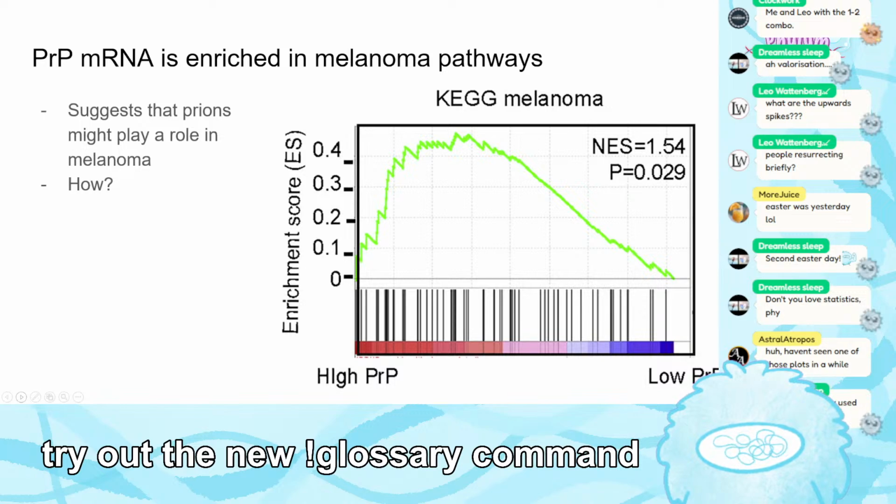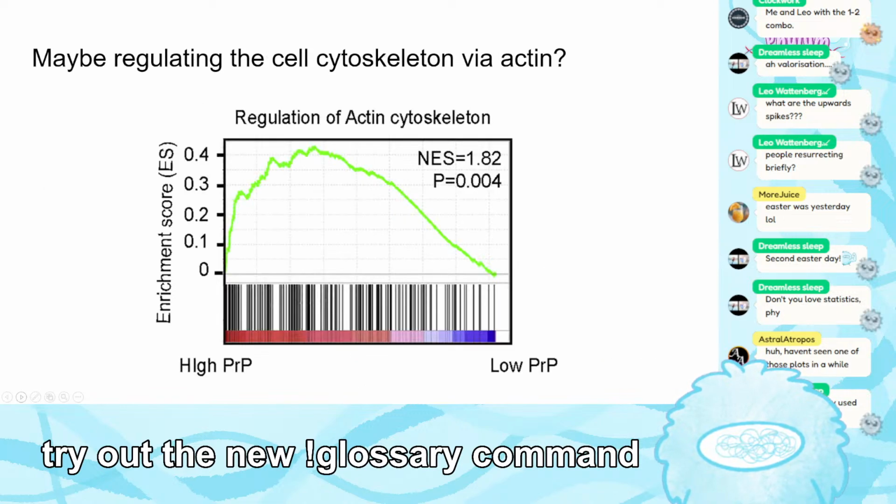So what the authors then did was they took the profiles of these patients that are expressing high levels of prion mRNA and low levels of prion mRNA, and they're just going to try to align them with other things that are upregulated. And so what they are seeing is that you have high levels of prion mRNA being correlated with melanoma pathways. This is to be expected given the hypothesis of this paper. We also see that the more prion mRNA you have, enriched regulation of the actin cytoskeleton.